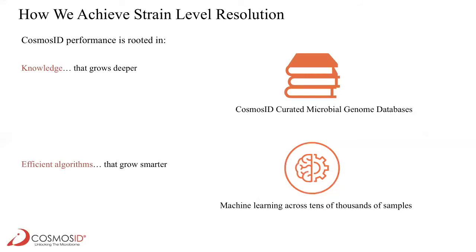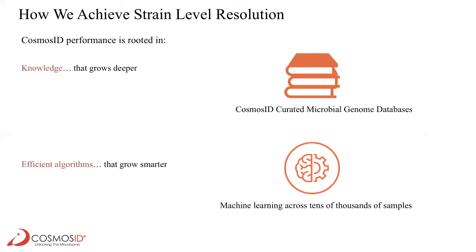Now, how do we achieve strain level resolution? In our platform, we focused on two distinct properties. One is the curated, phylogenetically organized microbial genome databases that give us a deeper dive to understand the gamma diversity of strain populations that can be present in a biological sample. In addition to that, we also have an efficient machine learning algorithm that we use to profile across tens of thousands of samples that we have analyzed so far.